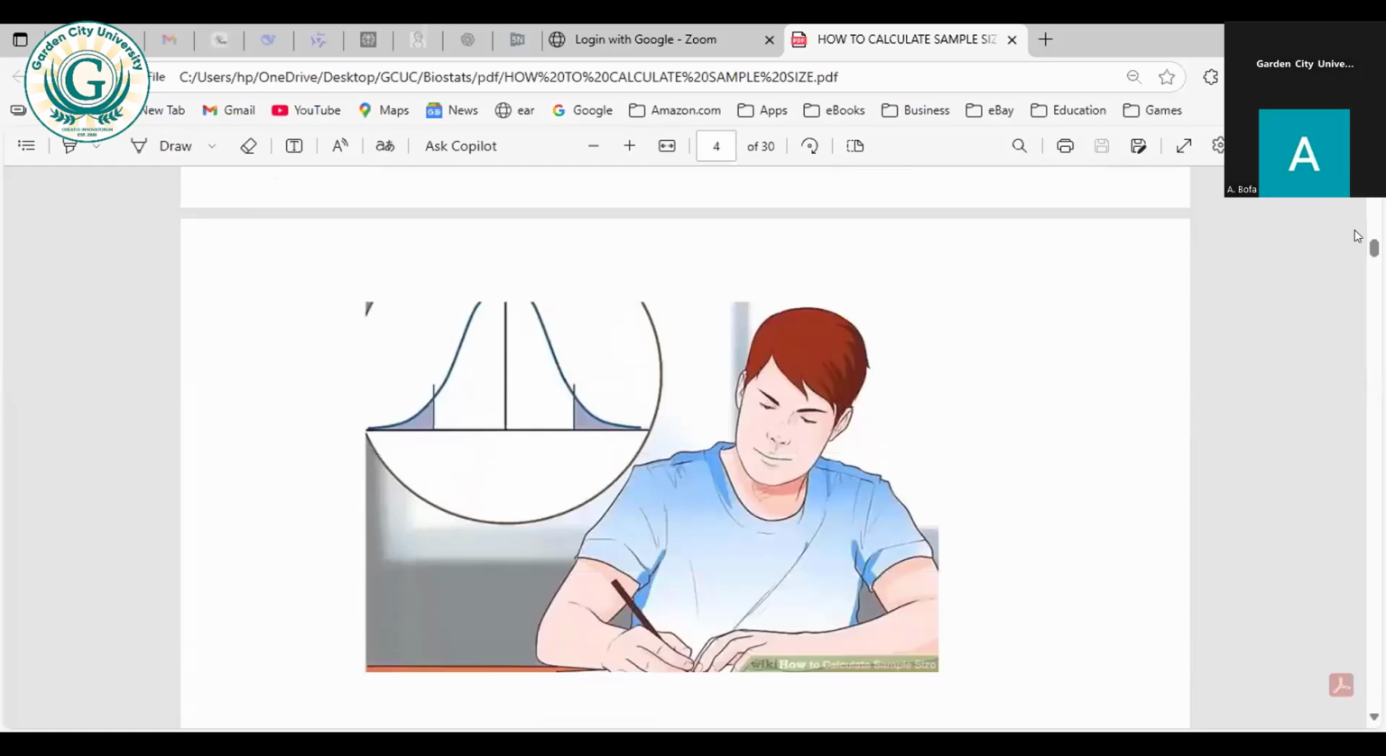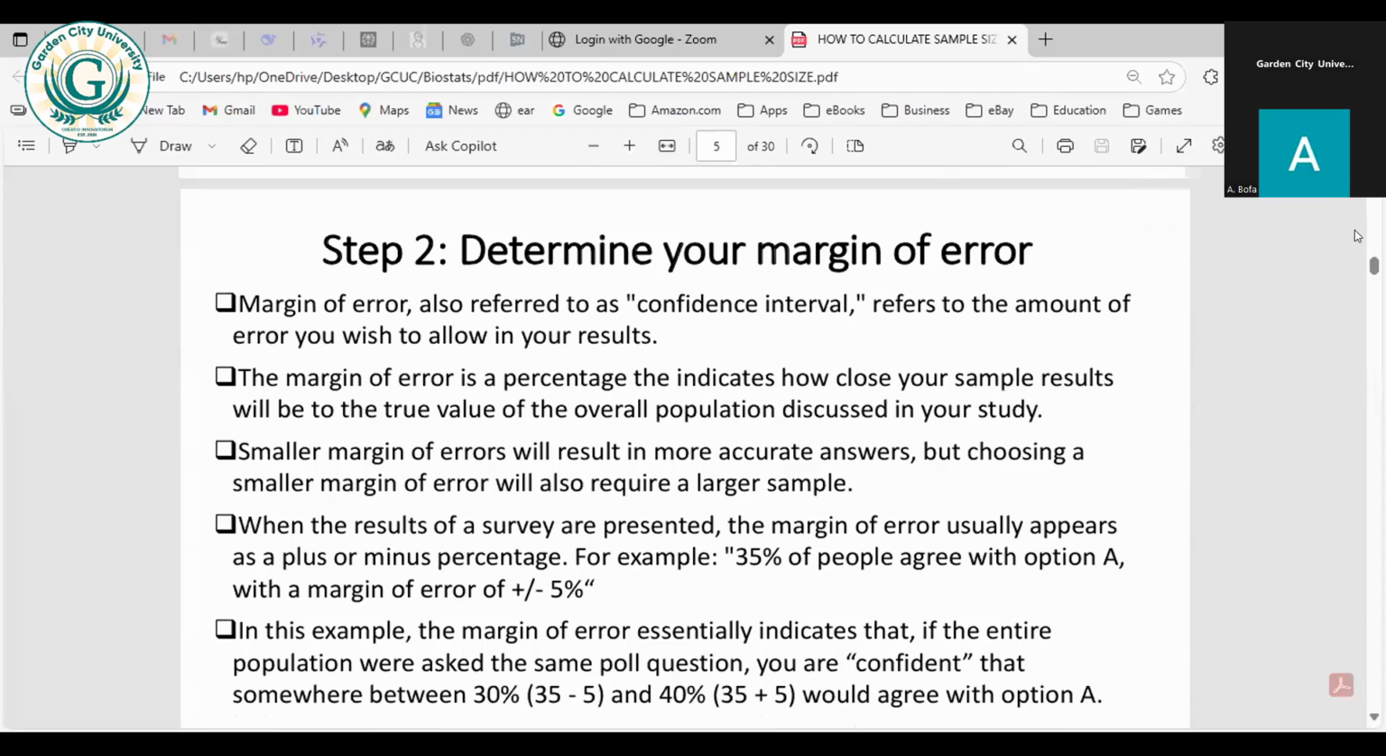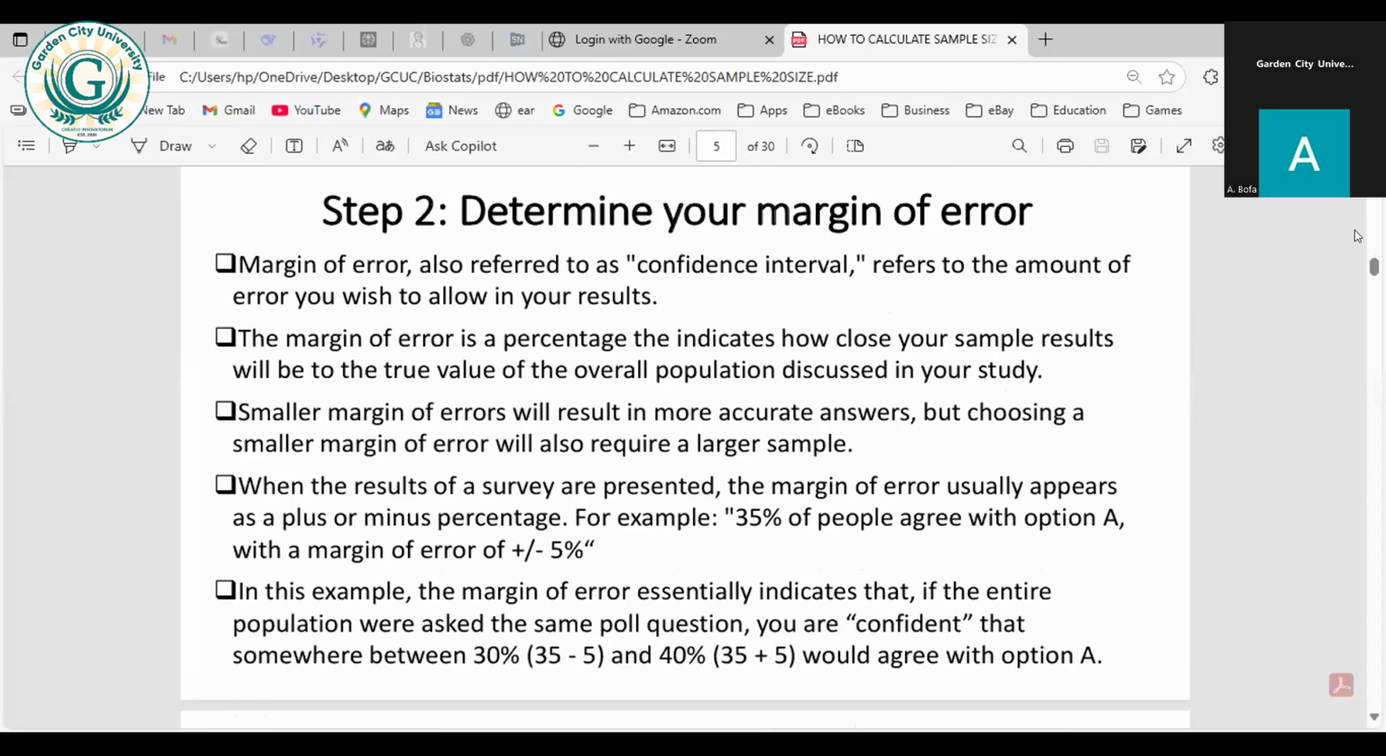The moment you get your population size, then you determine what we call the margin of error. The margin of error is the error that you, the researcher, are willing to make. The margin of error is always set by the researcher. Nobody will come and tell you to use this margin of error or that. So the margin of error is the error that you are making room for.